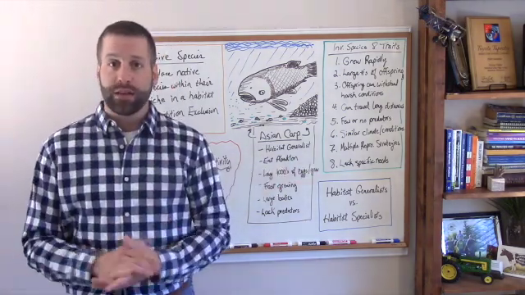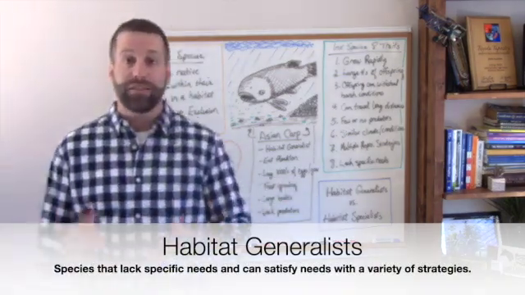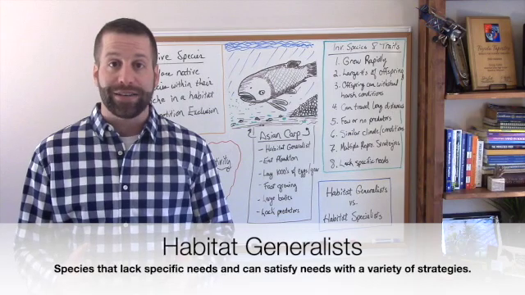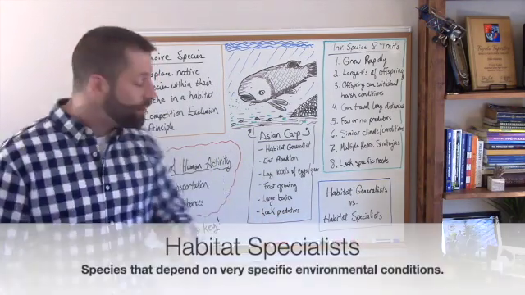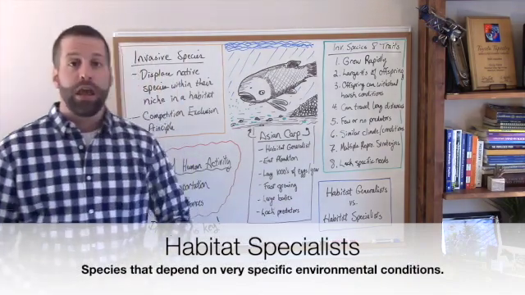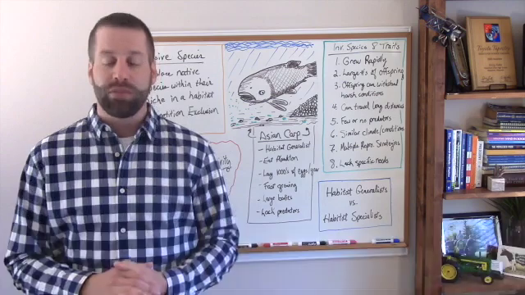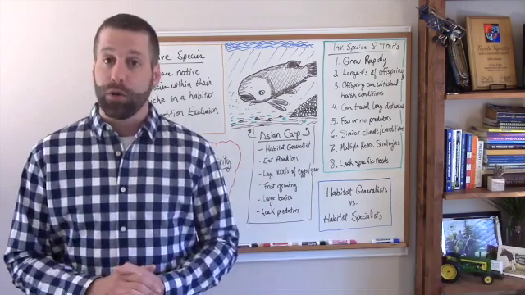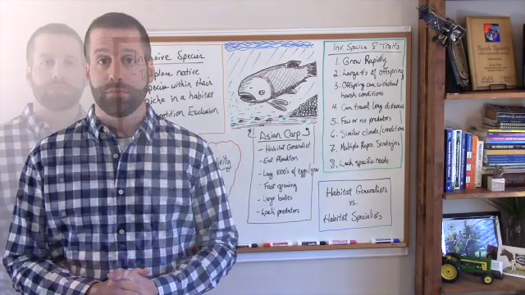In other words, we tend to consider invasive species to be habitat generalists, meaning they lack specific requirements for their survival in a habitat and therefore can survive in multiple kinds of habitats. This is the opposite of a habitat specialist, which has very specific and very rigid requirements for their survival. A habitat specialist tends to be most at risk when an invasive species is introduced into an ecosystem.